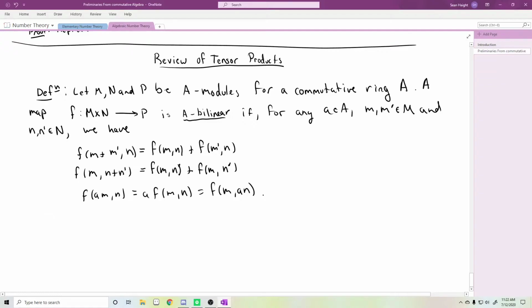Okay. So now that we know what an A-bilinear map is, maybe if you've never seen this concept before, the quintessential example is when A is a field, M, N are vector spaces, and P is the ground field. Then a quintessential example of such a bilinear map is an inner product on your vector space. So the dot product is probably the first bilinear map that you would encounter.